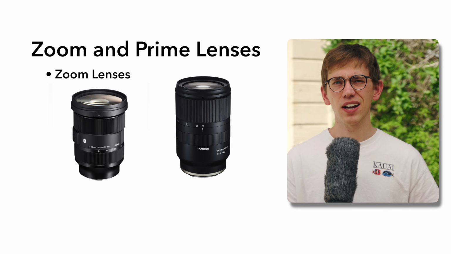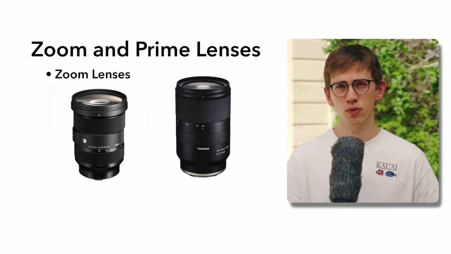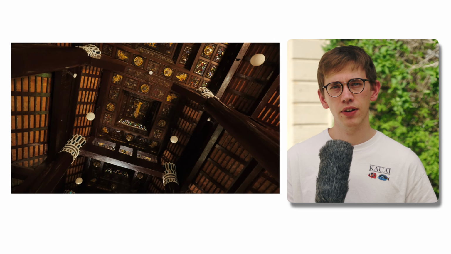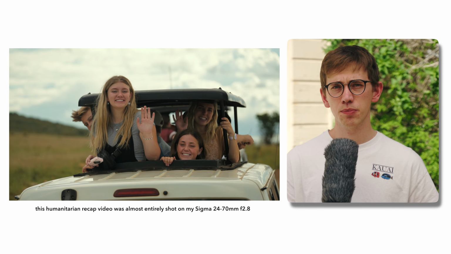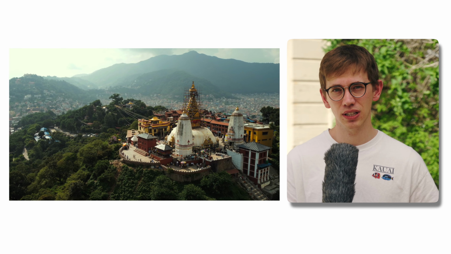Zoom lenses, on the other hand, let you change focal length, twist the ring, and reframe your shot without changing position. They're super convenient, great for events, weddings, or run-and-gun shooting. But unless you're spending good money, zoom lenses usually don't let in as much light.